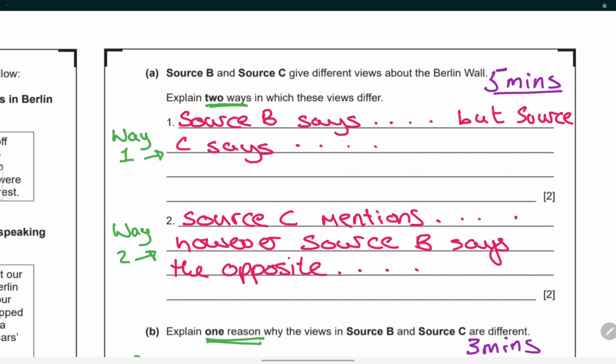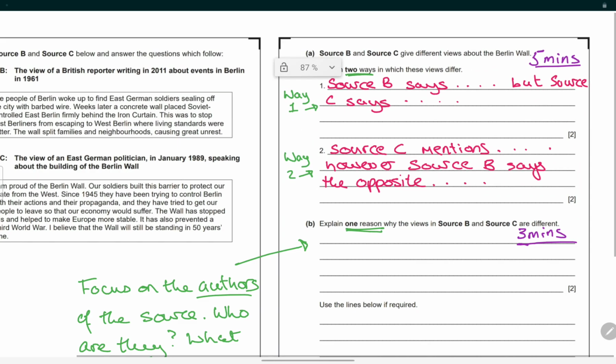Compare it twice. So you need to go source B says whatever it says, but source C says the opposing point of view. For way 2 then, you go source C mentions this, however source B says the opposite, it says whatever. Now remember, if you can't find 2 ways in which they differ, you can say something like source C mentions this, however source B doesn't mention it, and that's enough to get you the 2 marks there. So 4 marks in total, 5 minutes.